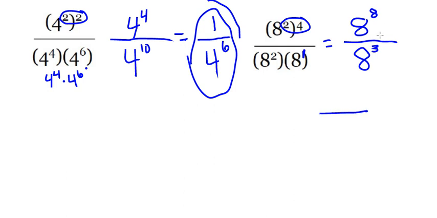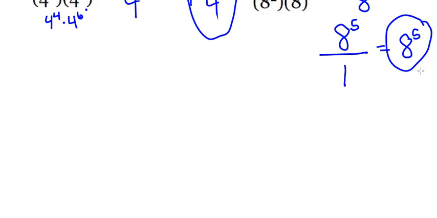So now if I'm looking here, I've got a base 8 in the numerator and a base 8 in the denominator, so this is going to be, well, 8 is bigger than 3, so my 8 stays in the numerator, and the difference between 8 and 3 is 5. So I get 8 to the power of 5, and in the denominator, I have 1. So that ultimately simplifies to just 8 to the power of 5.